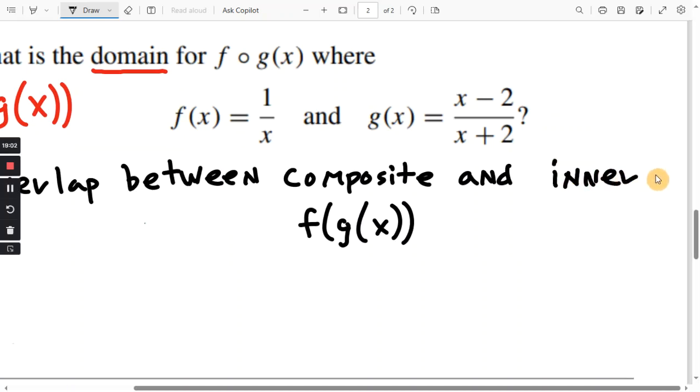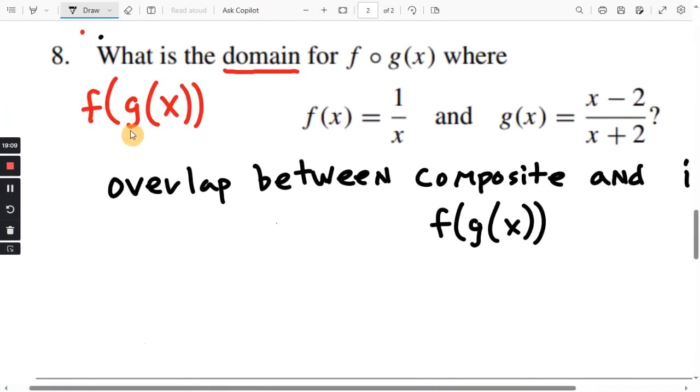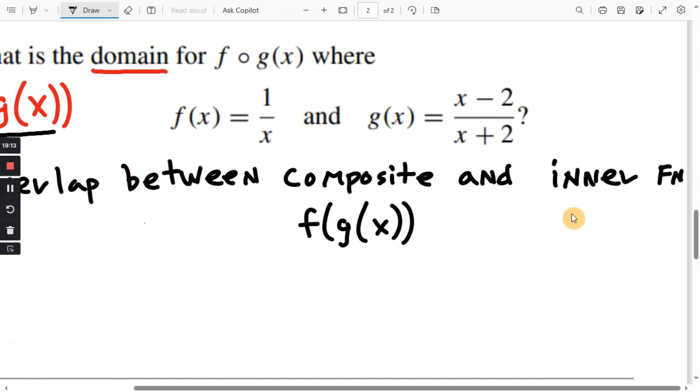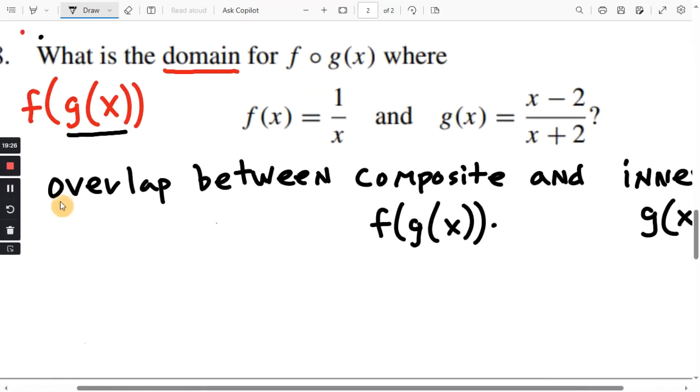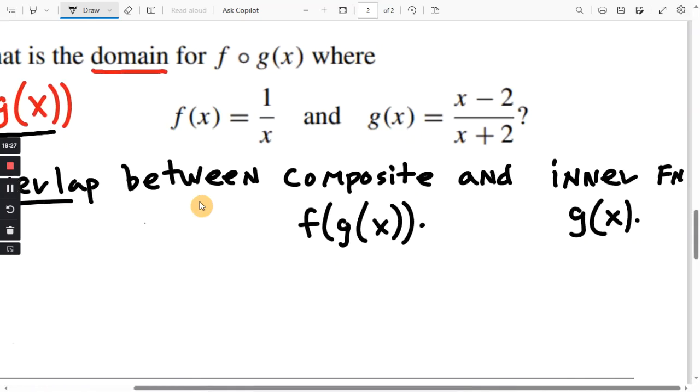I'll just put fn, inner function. All right, I'm sorry if that's hard to read. The inner function is the one right here in parentheses. That's g of x. All right, so we have to find f of g of x and its domain, and we have g of x and its domain, and then we're going to take the overlap between the two.